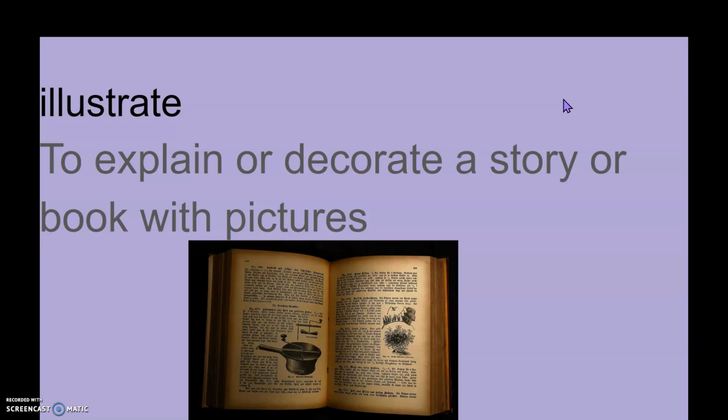Illustrate. Illustrate means to explain or decorate a story or book with pictures. So you're putting pictures in a story or a book. So you see here, we have a book that has illustrations. They illustrated on here with the pictures that have to do with the text.